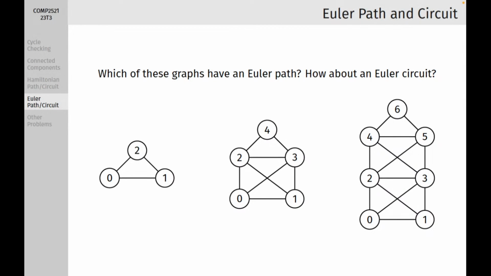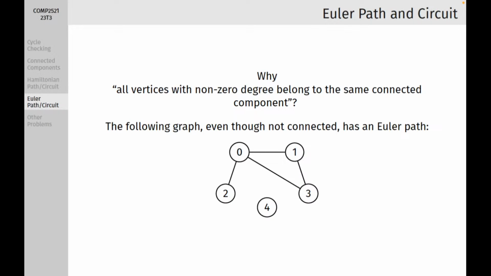Now let's talk about the second constraint: all vertices with non-zero degree have to belong to the same connected component. Why do we have this condition? That's because this graph, even though it's not connected, has an Euler path. Vertex 4 isn't connected to anything, but there's still an Euler path: 2, 0, 1, 3, 0. That path visits all the edges of the graph, and therefore the graph has an Euler path.